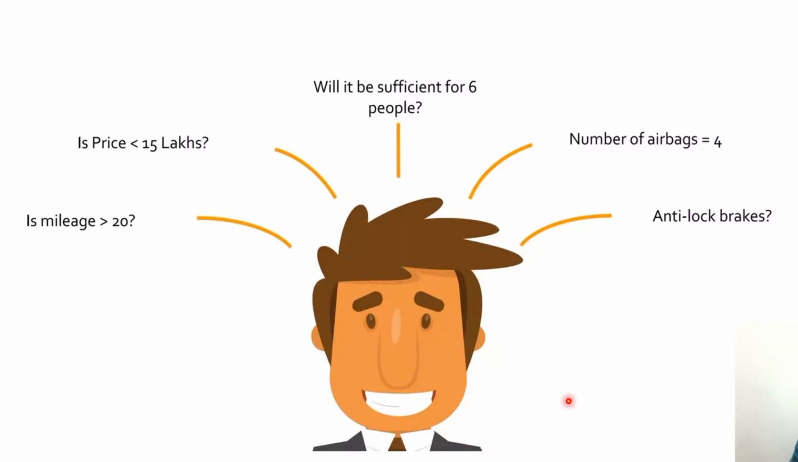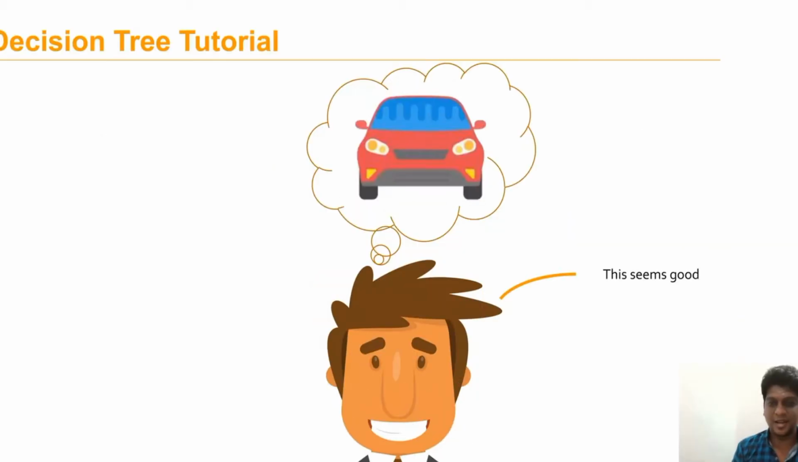The first thing is whether it provides very high mileage, then whether the price is affordable, then whether it is able to accommodate more people, whether it contains more airbags, and whether it has anti-lock brakes. If it satisfies all the criteria, then I buy the car.